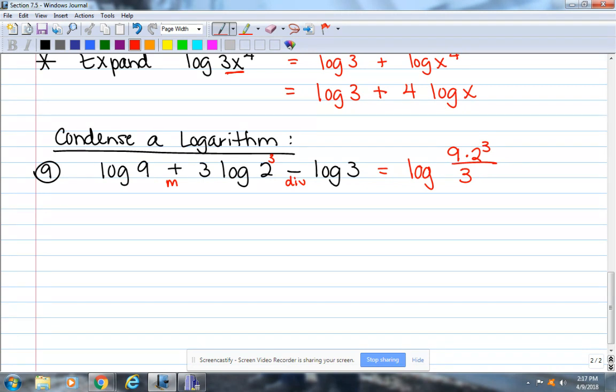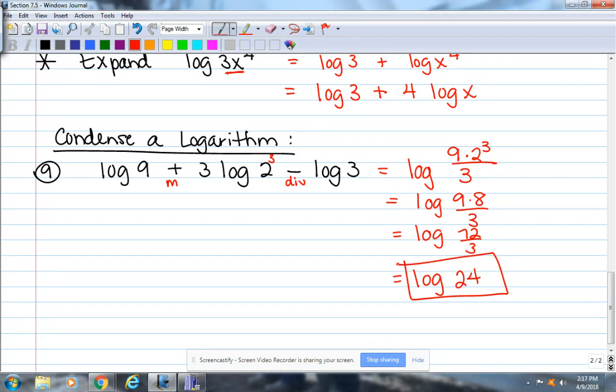So we're going to simplify this. What is 2 to the 3rd power? It's 8. So this is 9 times 8 divided by 3. What's 9 times 8? 72. Divided by 3 is 24. So it's log base 10 of 24 as my simplified logarithm. Look how much that's simplified.